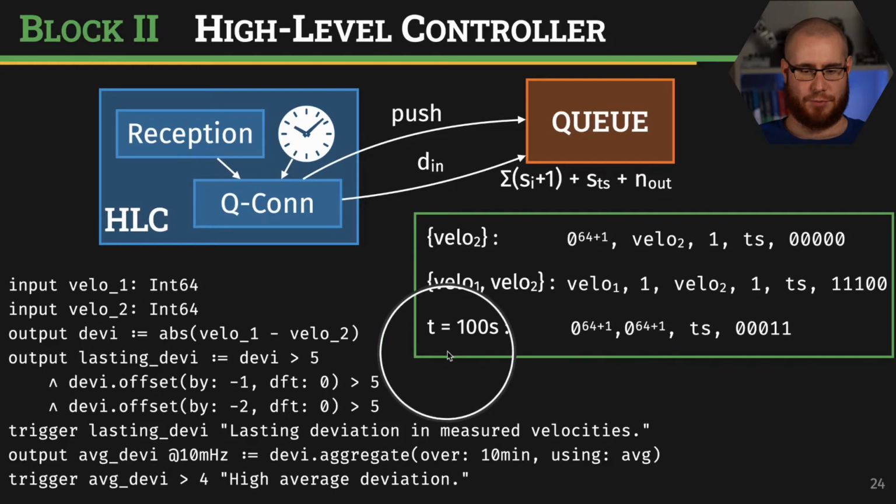Lastly, assume we are at time point 100 seconds. In this case, we have to compute the average deviation here because the frequency is 10 millihertz. So in this case, we do not get an update for any of the input streams. We send a timestamp, which is 100 seconds, and we indicate that the last 2 streams have to be evaluated.